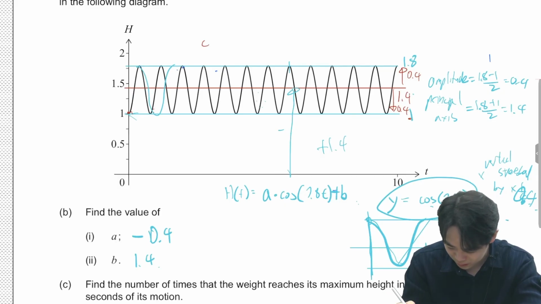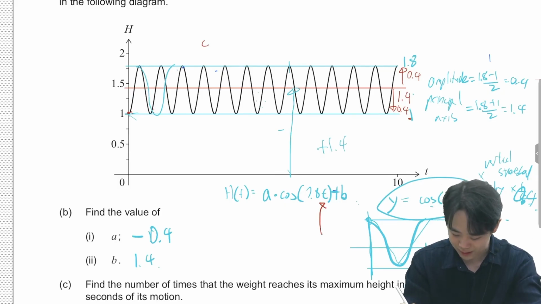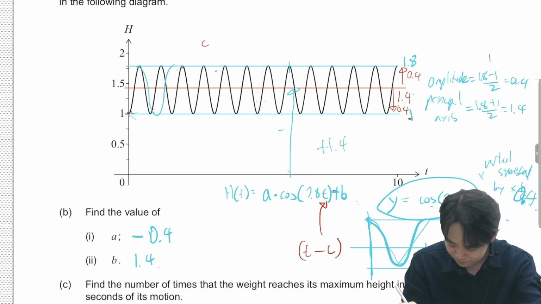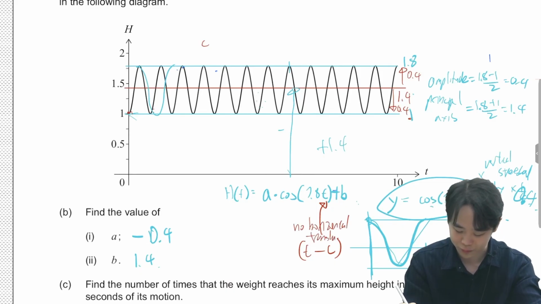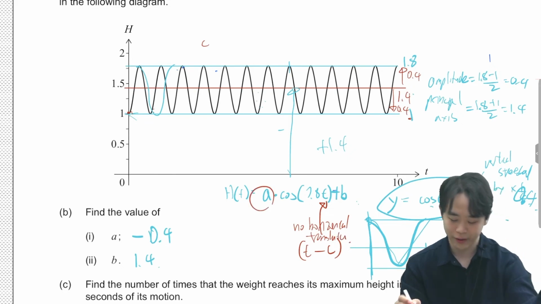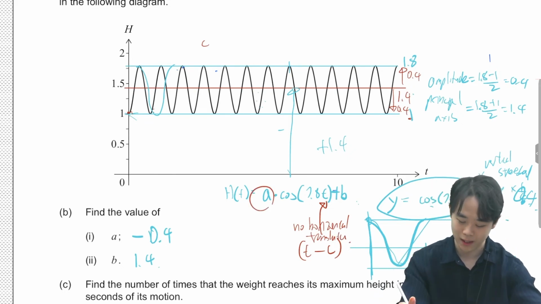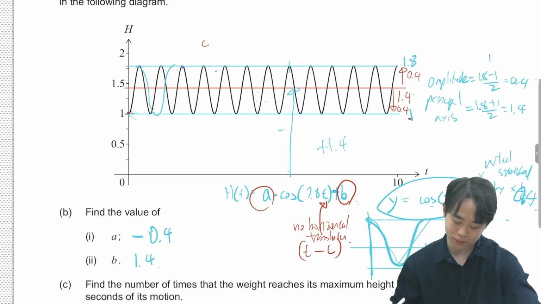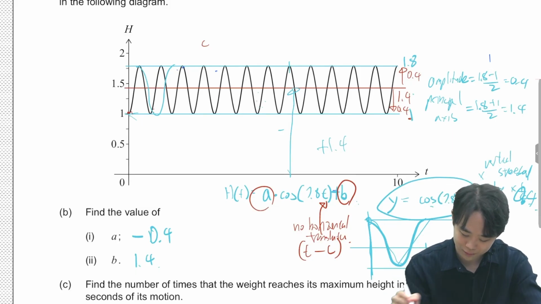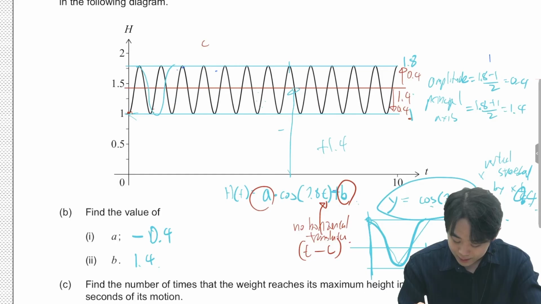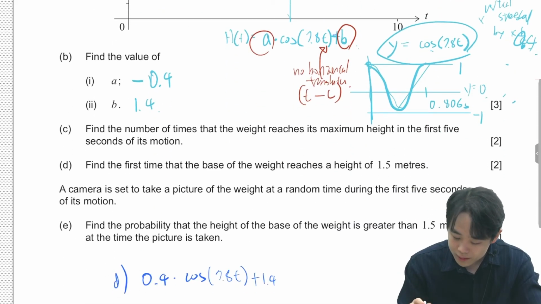If you want to horizontally translate this, we would have had to have t minus c here, but since there's no horizontal shift, no horizontal translation, we know we have to resort to reflection, like vertical reflections, stretches, and translations to achieve our function here. Okay, next. What's the number of times for which the weight reaches a maximum height in the first 5 seconds?